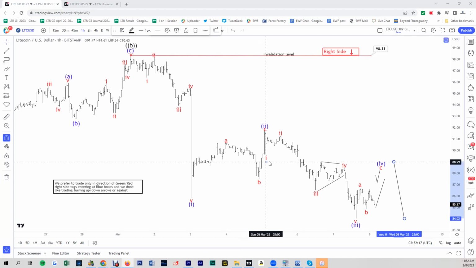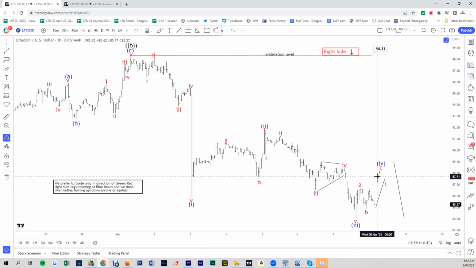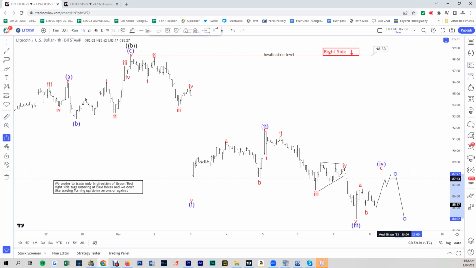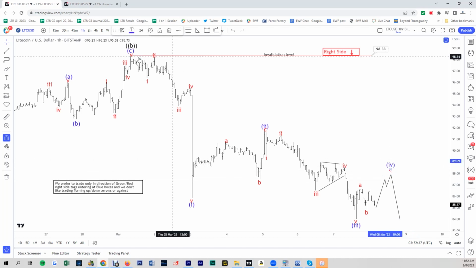Today we are going to be looking at the chart of Litecoin. It's one of the cryptocurrencies here. What we have here is a chart in the 1 hour time frame. We ended with B here at $98.33, and since then it has started to go down again.